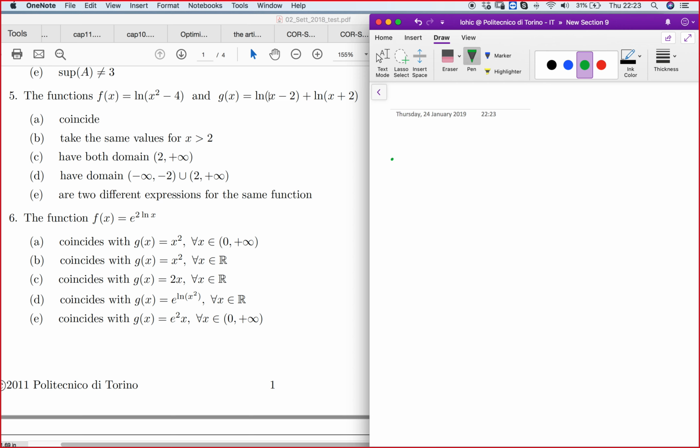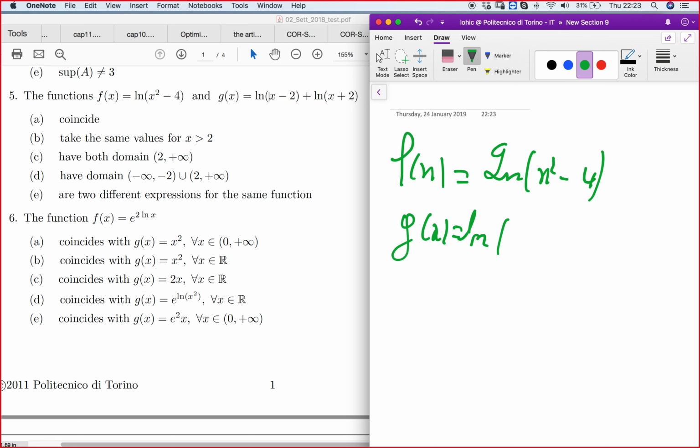So, you have f of x, that's the logarithm of x squared minus 4, and g of x, that's the logarithm of x minus 2 plus the logarithm of x plus 2. Okay, then let's say the two functions coincide, take the same value for x greater than 2, and have both domain 2 to plus infinity.